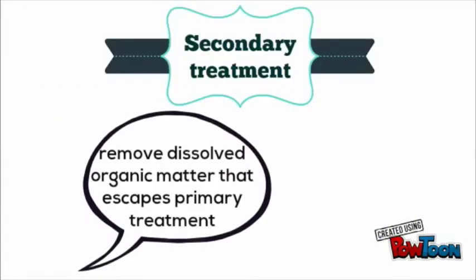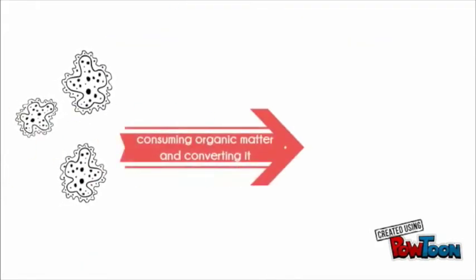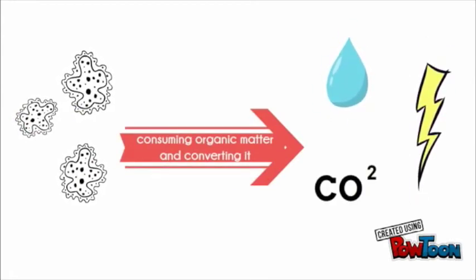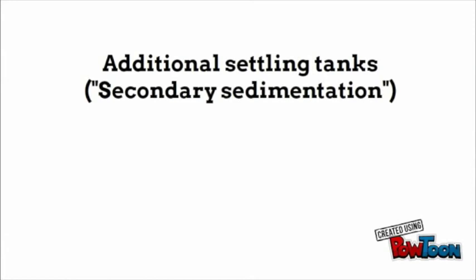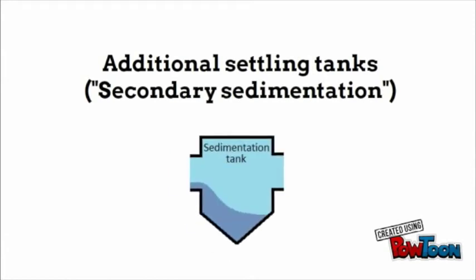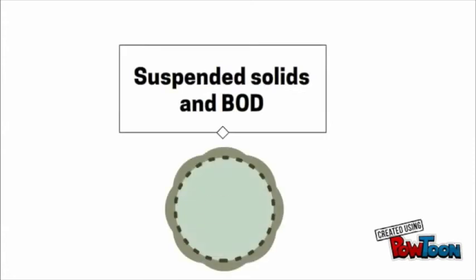Secondary treatment involves removing the dissolved organic matter that escapes primary treatment. This is achieved by microbes consuming the organic matter as food and converting it to carbon dioxide, water, and energy for their own growth and reproduction. The biological process is then followed by additional settling tanks to remove more of the suspended solids. About 85% of the suspended solids and BOD can be removed by secondary treatment.